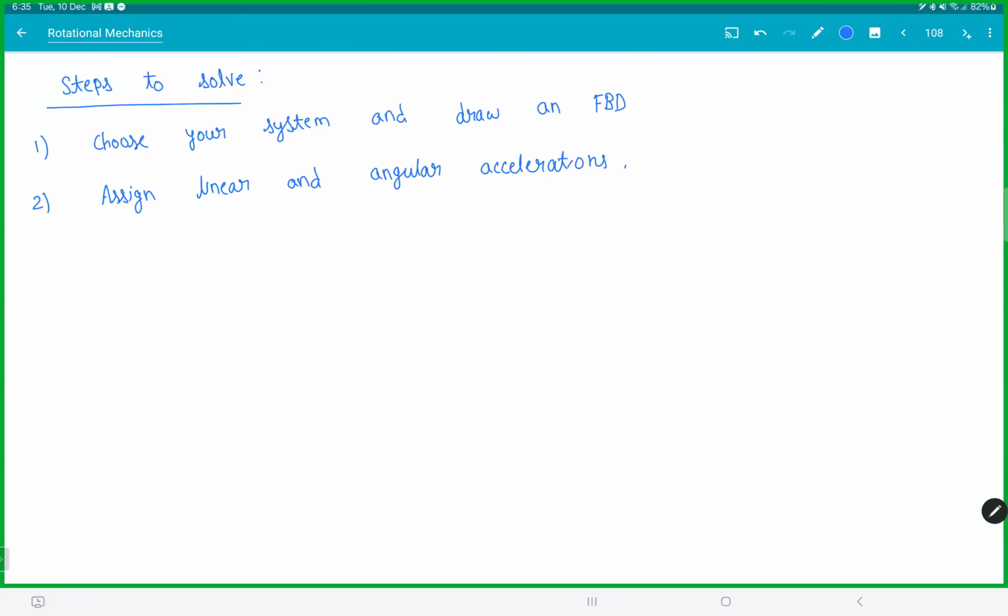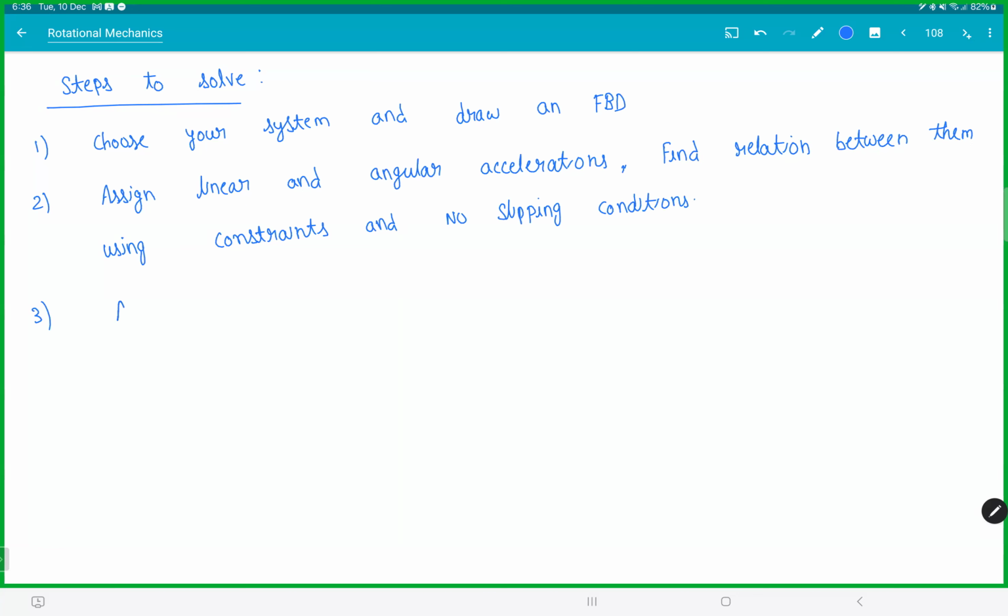Meaning if there are bodies, then use A1, A2, A3. If there are bodies rotating, use alpha 1, alpha 2, alpha 3, and so on. Right? And find the relation between them using constraints, which you have learned in NLM: string constraints or rigid body constraints, and no slipping condition. Now we have one more technique. Then you can use your NLM or no slipping conditions. You have to find the relation between A's and alphas.